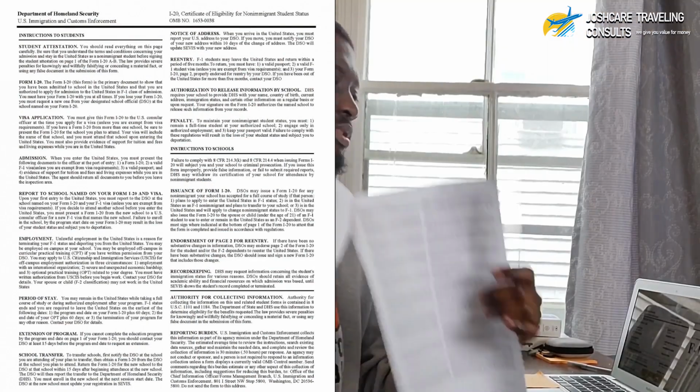So this part is not very important, and this is just instructions to students. You need to take time and read every instruction on the form. So guys, that's basically the form I-20, DS-2019 form. They are not very different.